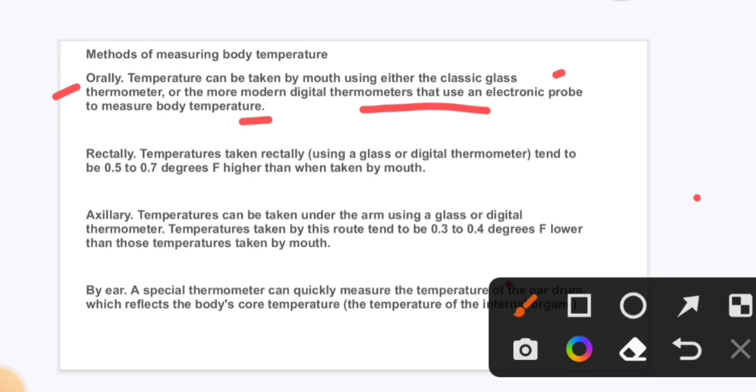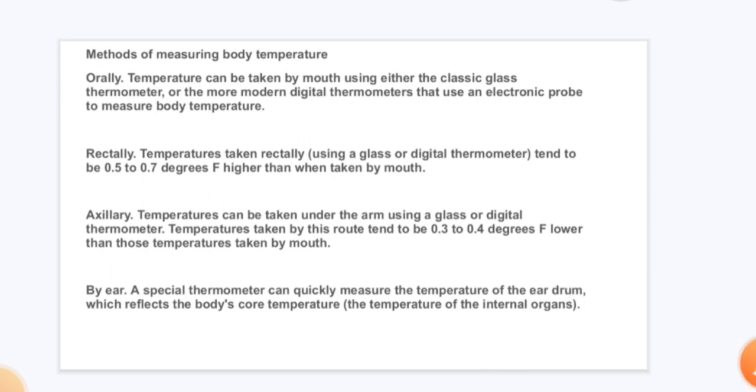Then axillary also we have to check with a glass or digital thermometer. The axillary route is 0.23 to 0.4 degree Fahrenheit lower than temperature taken by mouth. Then an ear thermometer quickly measures the temperature of the eardrum, which reflects body core temperature, the temperature of the internal organs. Core temperature means internal organ temperature. Rectal and ear are core temperatures. So the most reliable method is the rectal temperature.